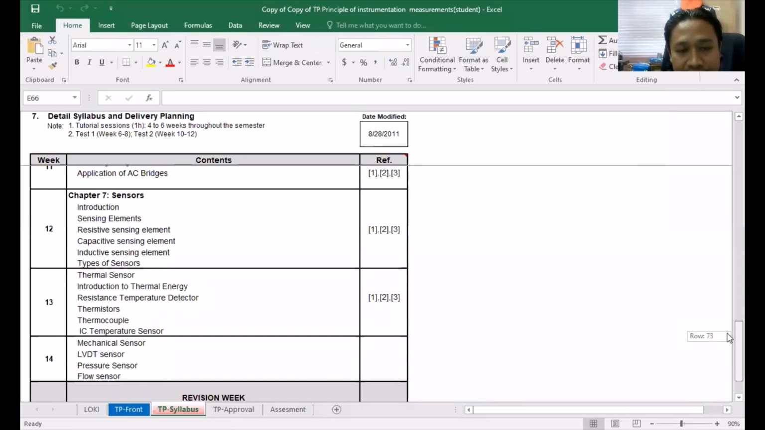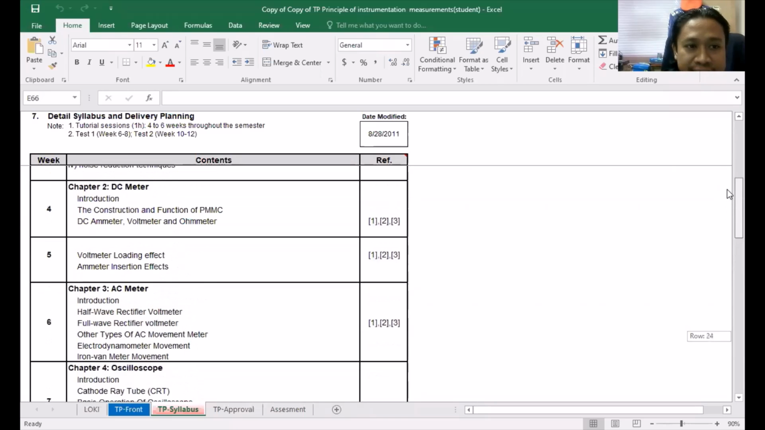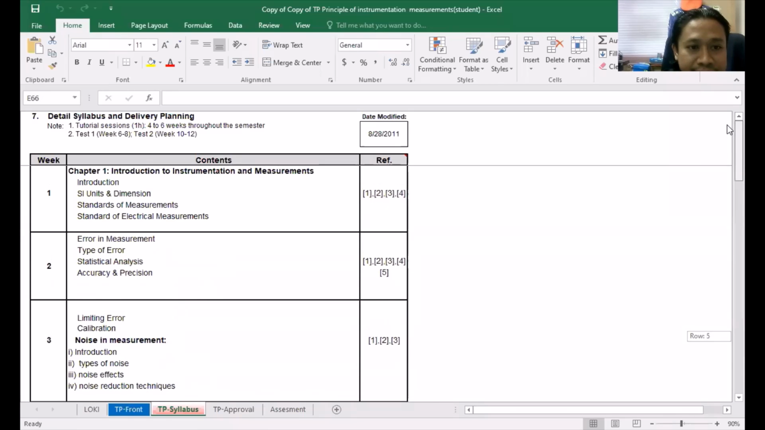So normally chapter 1 until chapter 6 will be covered in the lecture, and chapter 7 will be covered in the assignment. All right, so far any question on the syllabus? Okay. If you have any question, you can ask, don't worry. This is the detailed syllabus for this subject. Okay, that's all for today.